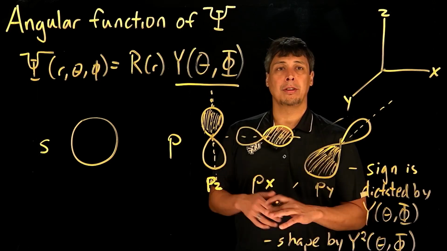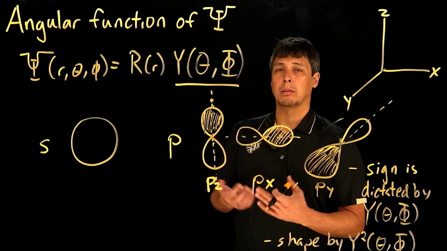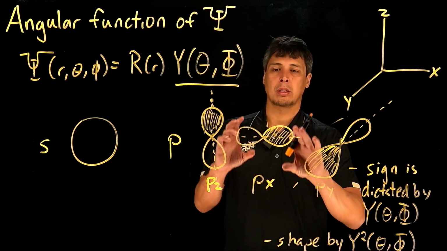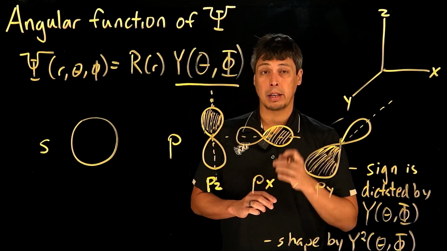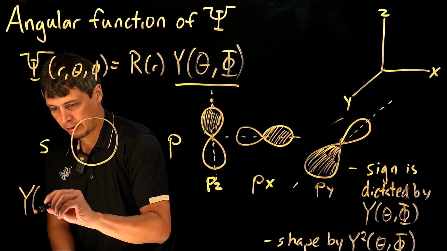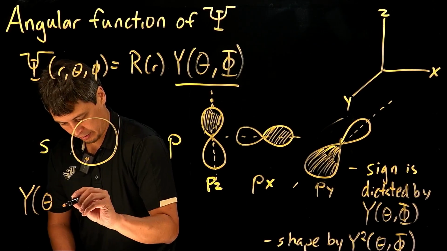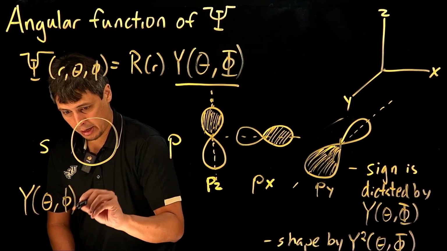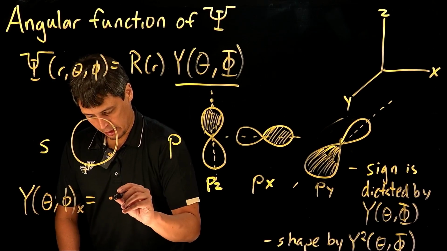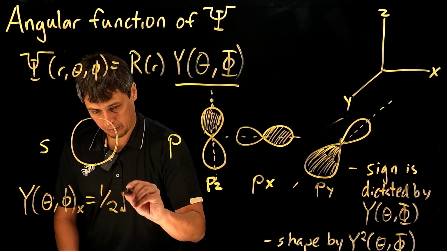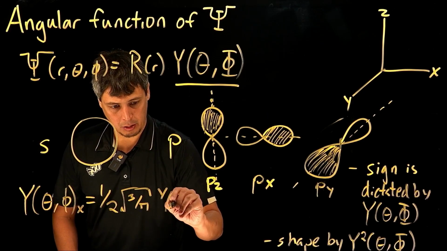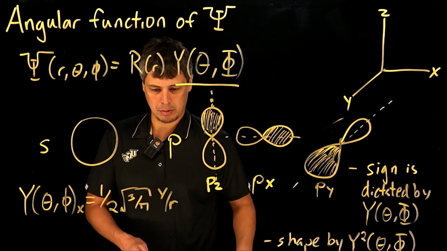So there's another important feature of the angular function that we need to take a look at. Let's focus on the orbital px, okay? Let's take a look at the angular component for px, where the angular component for the px orbital is going to be equal to 1/2 root 3 over pi times y over r.